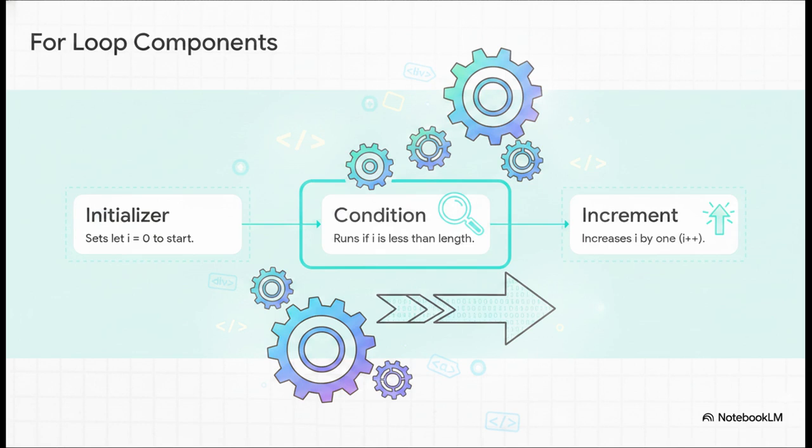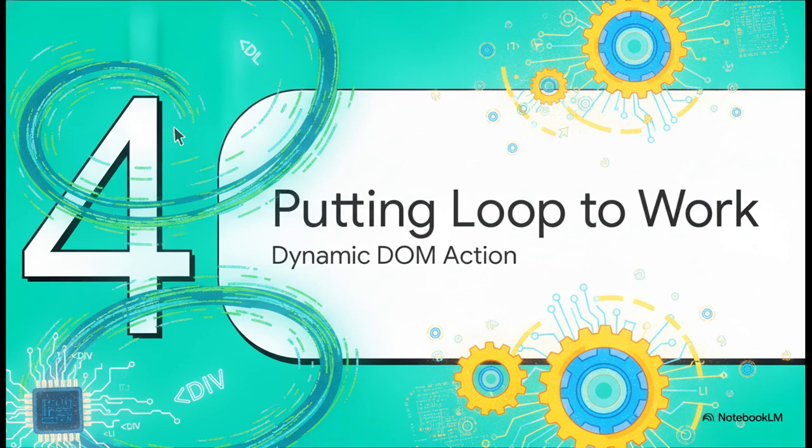Step 2 is the condition. The loop's going to keep running as long as i is less than the total length of our links array. And step 3 is the increment. i++ simply means we increase i by exactly 1 after every single cycle. Start at 0, check the limit, run the code, add 1. Simple, right? Section 4, putting the loop to work.